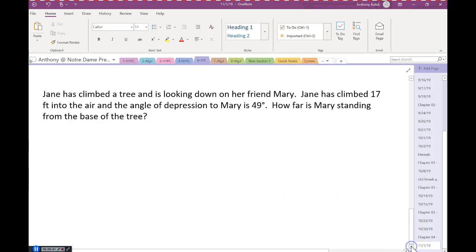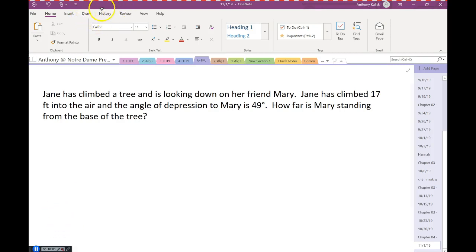Here it says, Jane has climbed a tree and is looking down at her friend Mary. Jane has climbed 17 feet in the air, and the angle of depression to Mary is 49 degrees. And we're asked, how far is Mary standing from the base of the tree?